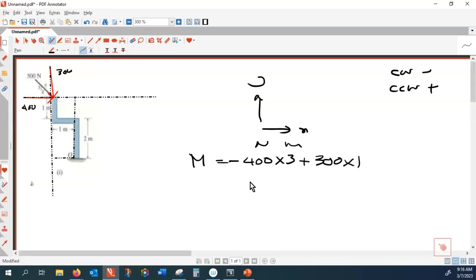And the outcome is minus 900 Newton meter. Okay, who can verify that this is the right sign of rotation? I can. That is how you do it.